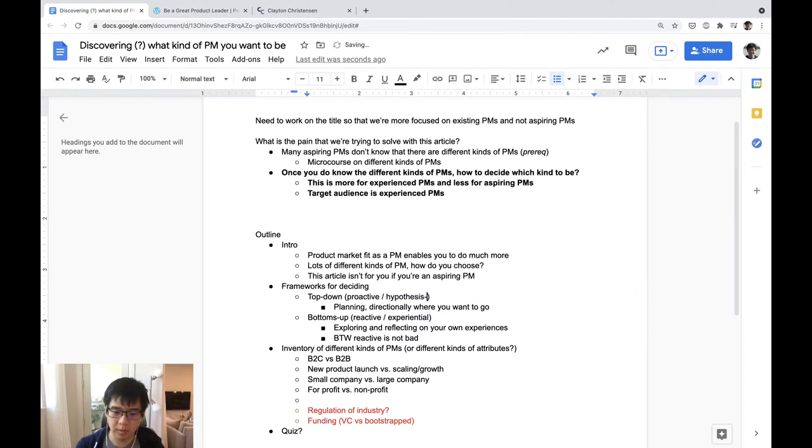Actually, maybe what I want to do is I want to call this hypothesis driven. I'm going to call this experience driven, and then that feels a lot better, because that way, you're not making a wrong choice.